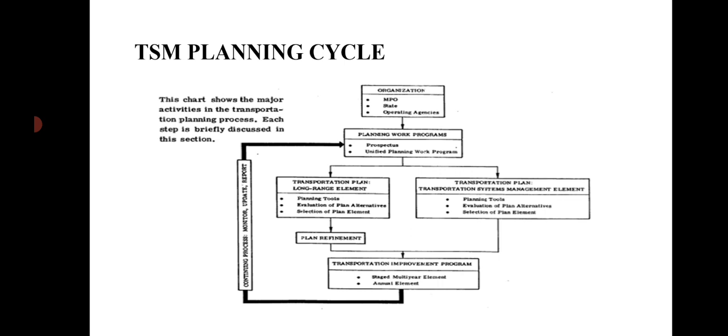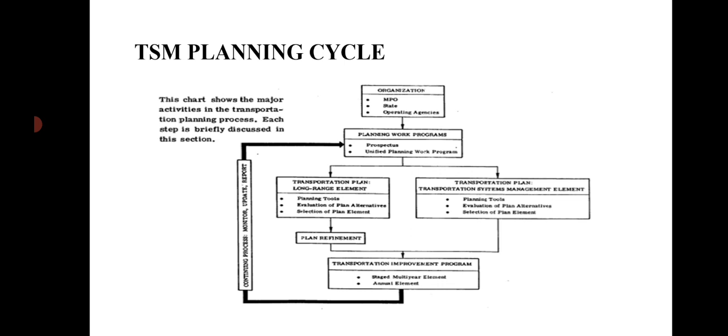Basic strategies to increase efficiency are efficient use of existing road space, reducing vehicle use in congested areas, improving transit service, improving internal management efficiency. So all these comes under the TSM planning cycle. Now based on these, the transport plan, if the long range elements are to be refined, then that plan refinement will be done, and based on all these, transportation improvement program will be conducted.